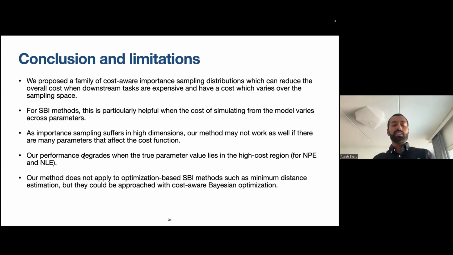So for instance, you did a first round of the cost-aware method with fewer samples, and then you see that the posterior lies in the high cost region. Then you can adapt and sample around there a bit more, right? The performance degrades when the true parameter lies in the high cost range, as I said, for NPE and NLE, because the conditional density does not see that many training data points there. On the flip side, if the posterior lies in the low cost region, the performance is even better because now you see a lot more samples there. That's what happens there.